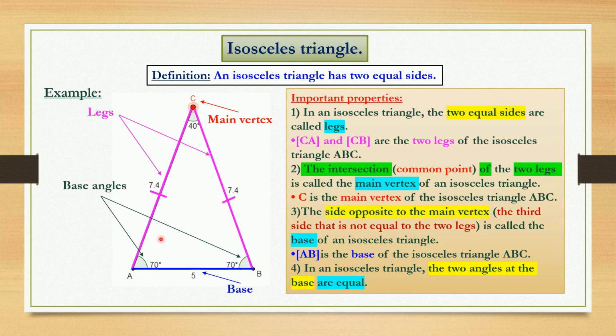And in an isosceles triangle, the base angles, it means the angles of vertices, the extremities of the base, are always equal in measure. In this example, we have angle CAB equals angle ABC, or CBA, equals 70 degrees. Base angles in the isosceles triangle ABC are equal.